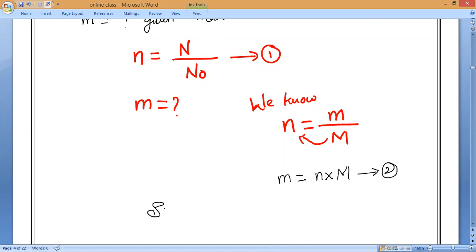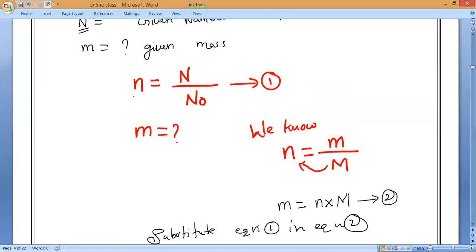That's all. Now substitute equation 1 in equation 2. So tell me what will happen. Equation 1 you will substitute in equation 2. What is equation 1? n is equal to N divided by N naught. Means number of moles is equal to number of particles divided by Avogadro number.